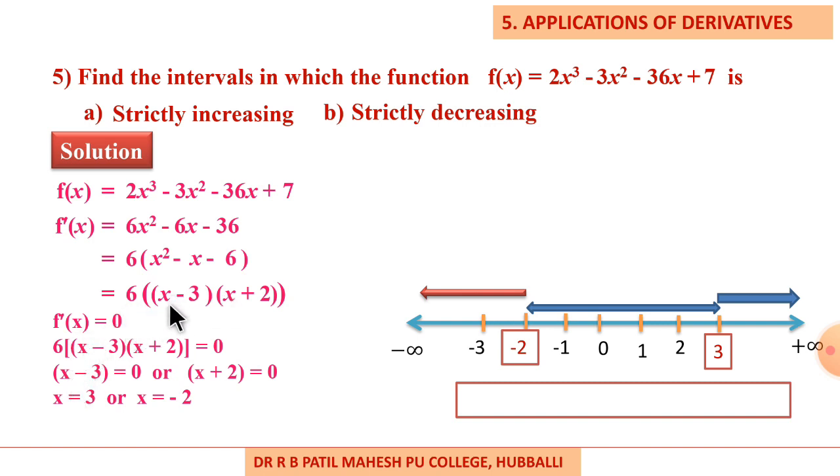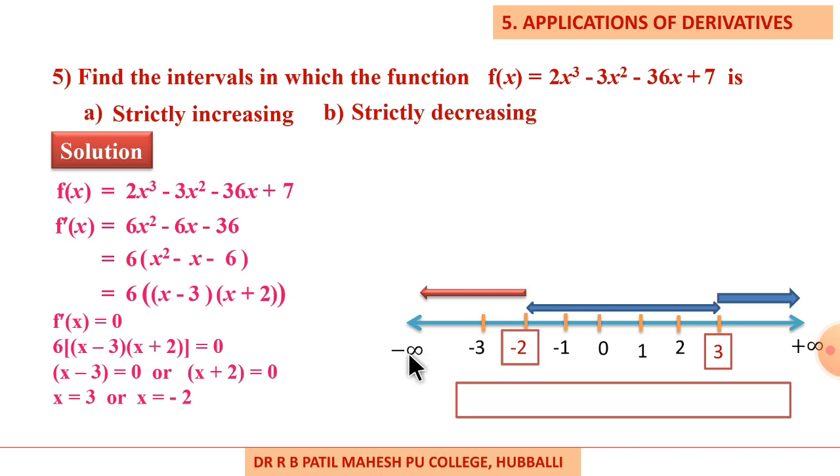Now in this one, if you substitute any one value from the interval, I will take one value here. For example, in this interval, I will take 0. If you substitute x equal to 0, what will we get here? Minus 3 into plus 2. Minus 3 into plus 2 is minus 6. So minus 6 into 3 is minus 36. So the right hand side will be minus 36. So minus 36 means f dash of x is less than 0. So in this interval, the function is strictly decreasing.